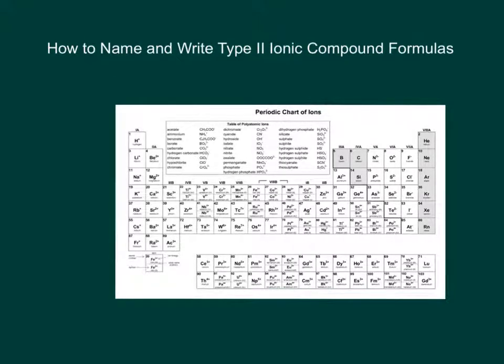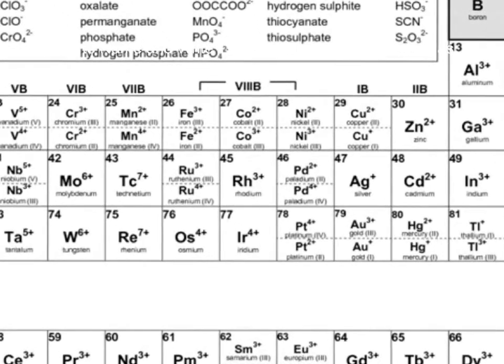When naming type 2 ionic compound formulas, it's important to understand how you can recognize that a compound is type 2 versus the type 1 that we've discussed in earlier sessions. As you examine the periodic table, zoom in on the transition metal area. Several of the transition metals will form multiple cations.